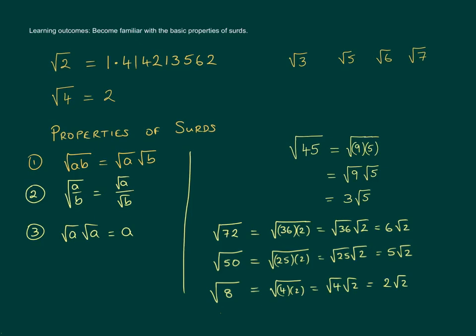So this is what you should have got in each case. Root 72 is the same as 6 root 2, root 50 is the same as 5 root 2, and root 8 is the same as 2 root 2.